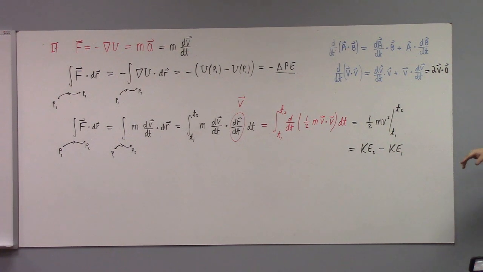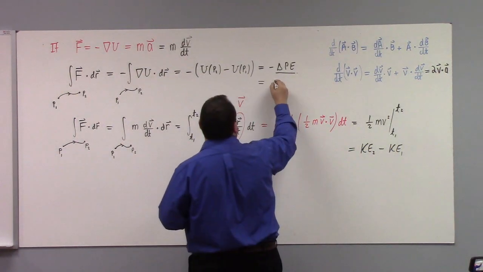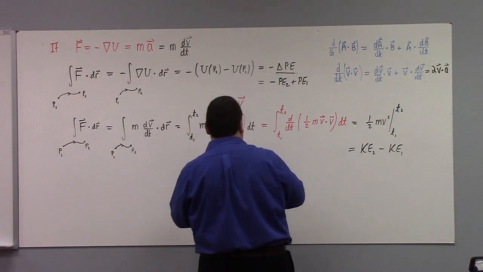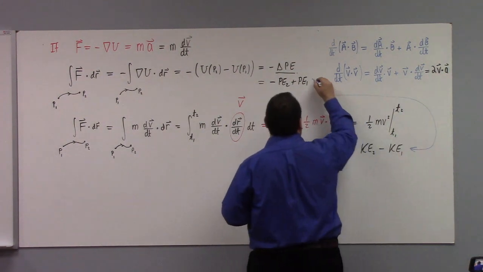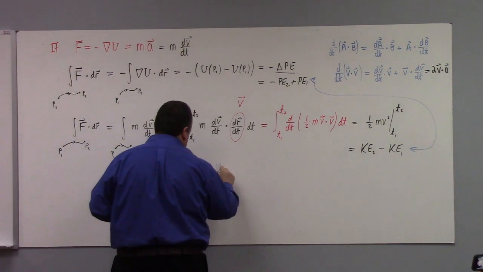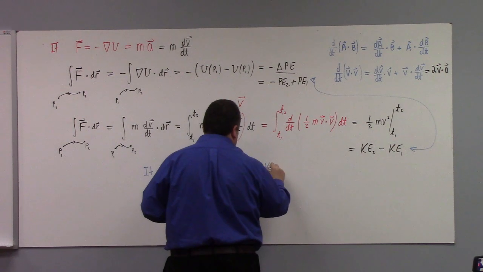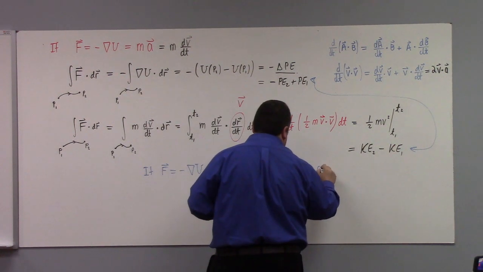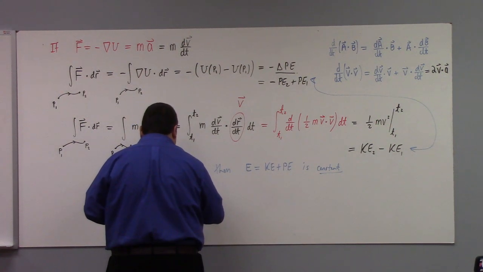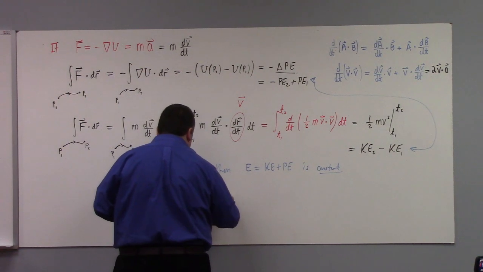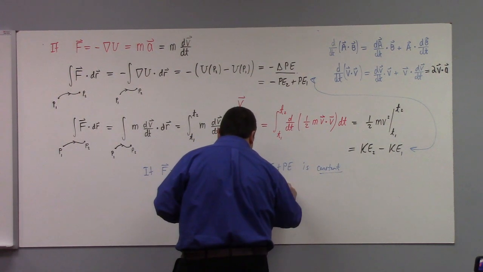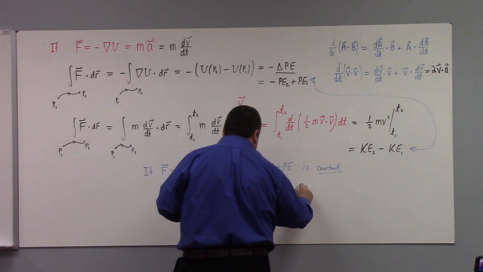So you put these two things together, and up here I have minus potential energy 2 plus potential energy 1, right? And lo and behold, if we set this and that equal, what do we get? If the force is equal to minus the gradient of the potential, then the energy, which is kinetic energy plus potential energy, is constant. It's conserved, right? So I'll write it out in detail: 1/2 mv1 squared plus the potential energy at point 1 is equal to 1/2 mv2 squared plus the potential energy at point 2, right?